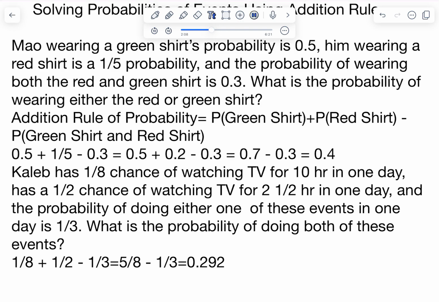And then the probability of wearing both of them would be 0.3. So if we do 0.5 plus 0.2 minus 0.3, we should get 0.7 minus 0.3. If you use order of operations, if you use PEMDAS, 0.7 minus 0.3, you get 0.4. So that's going to be the probability of wearing either the red or green shirt.